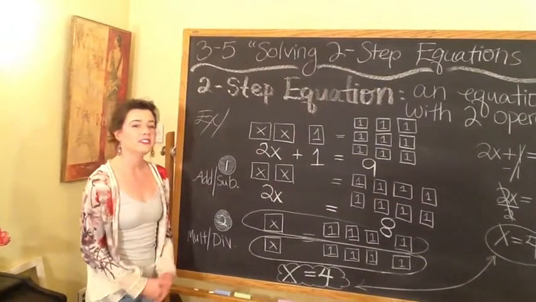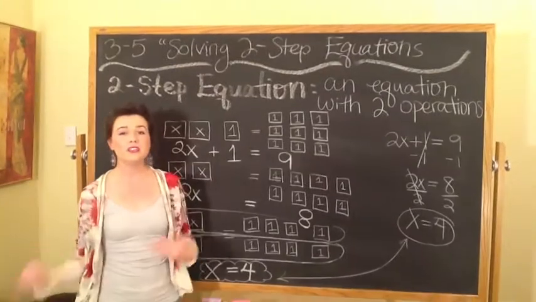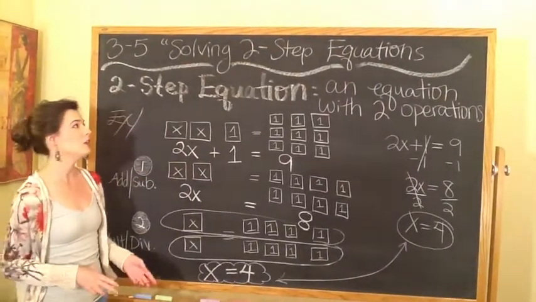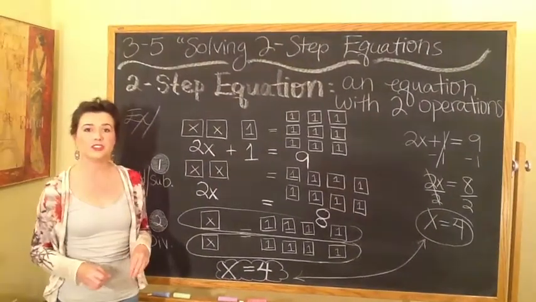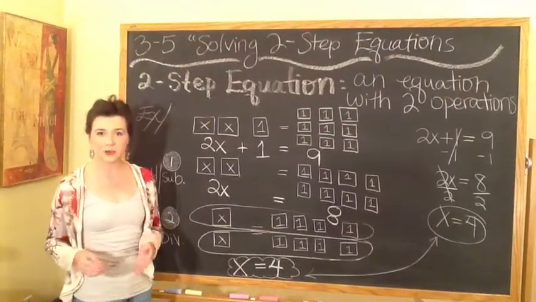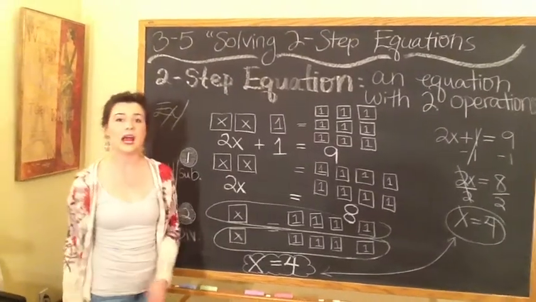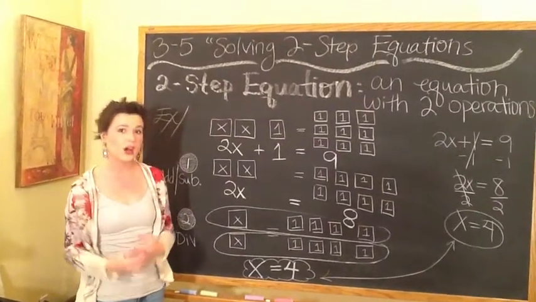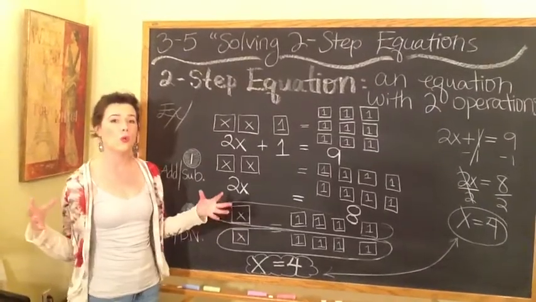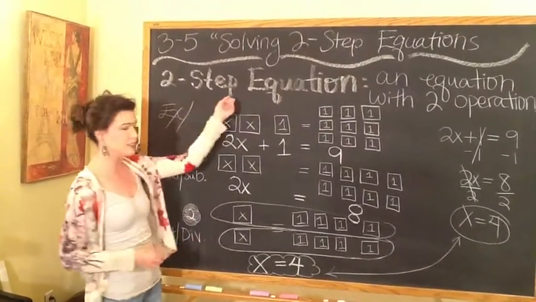Lesson 3.5. Today we're going to be talking about solving two-step equations. The past two lessons we talked about first solving equations using addition and subtraction, and then solving equations by multiplying and dividing. Today we are going to combine those two operations into one problem, and we're going to be solving equations with two steps.